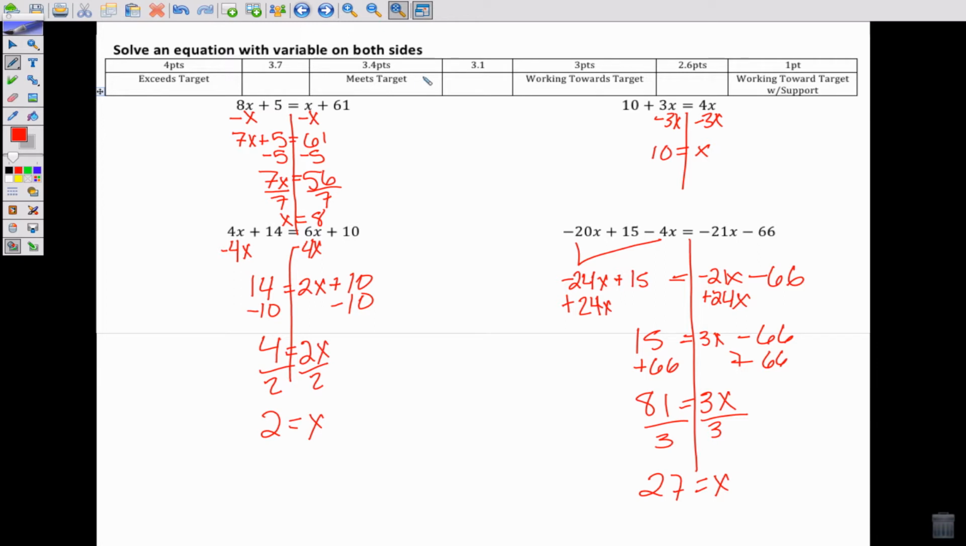Solving equations with variables on both sides, first we have to get the variable by itself. So we usually get rid of the smaller one. So here I subtracted x from both sides, subtracted 3x, I subtracted 4x, and then I combined like terms here, got negative 24x. That's smaller, a bigger negative than negative 21x, so I added 24x to both sides. And then from there you just solve like you would. So if you got these 3 right, give yourself a 3.4. If you missed one of these 3, give yourself a 3, a 2, or a 1, depending on how many you missed.